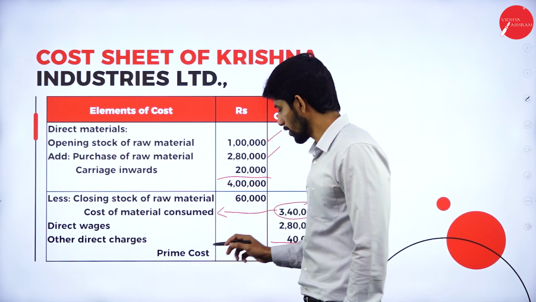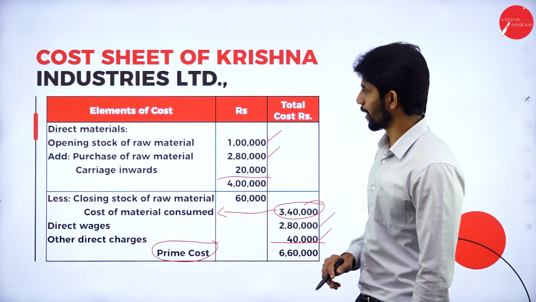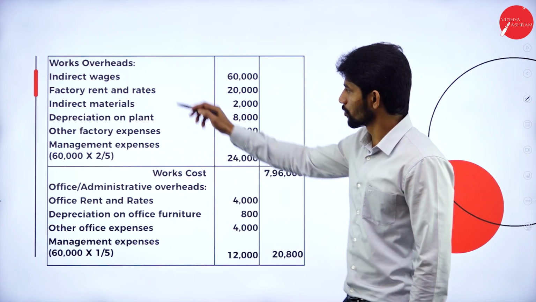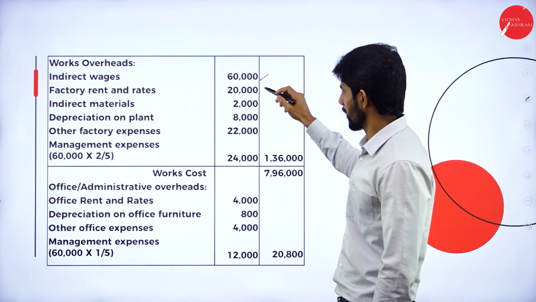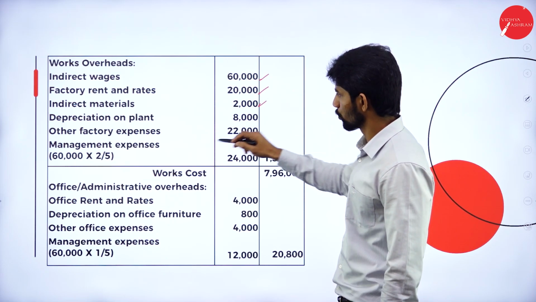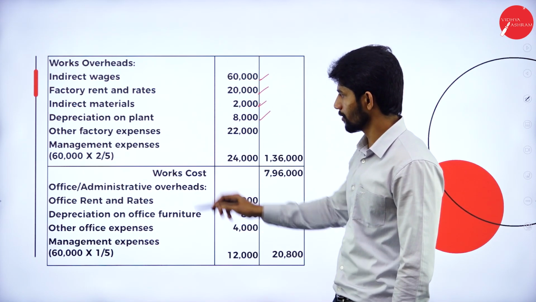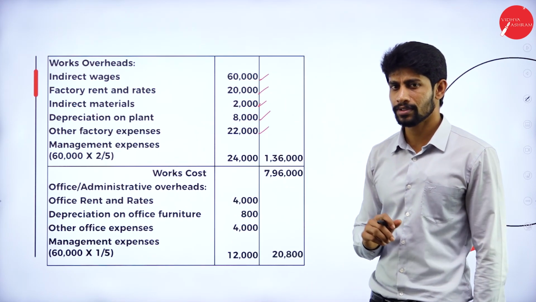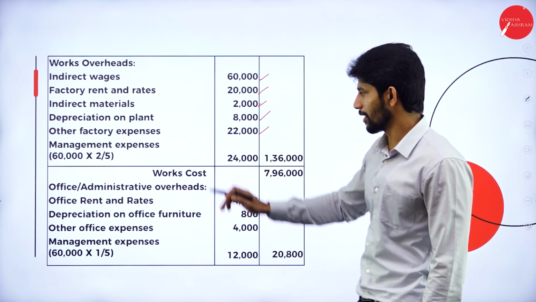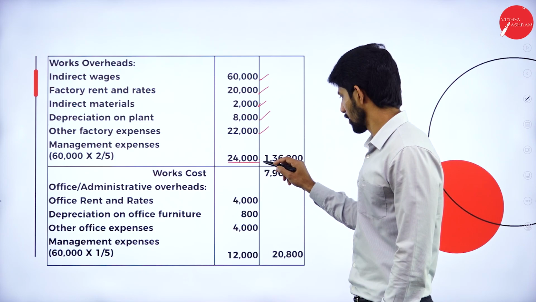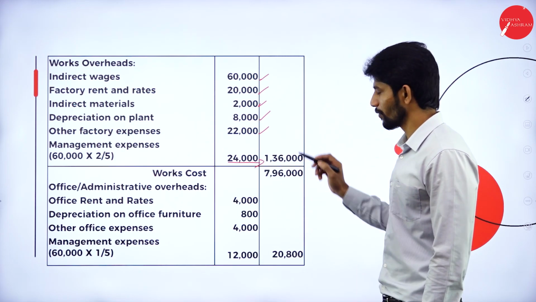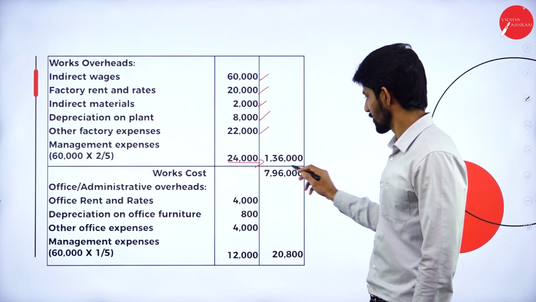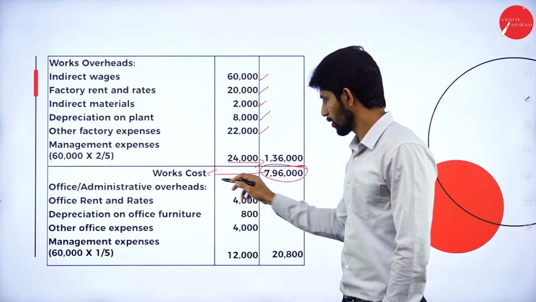That 6,60,000 is called what? Prime cost. So now for prime cost, add works overhead. Works overhead is nothing but factory overhead. So indirect wages 60, factory rent 20, indirect material 2,000, depreciation on plant 8,000, other factory expenses 22,000, management expenses. In management expenses, 2/5 is relating to factory, that is 24,000. So total this, you will get 1,36,000. Add 1,36,000 with the prime cost of rupees 6,60,000. You will get 7,96,000. This is called work cost.